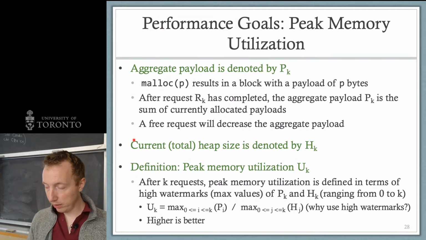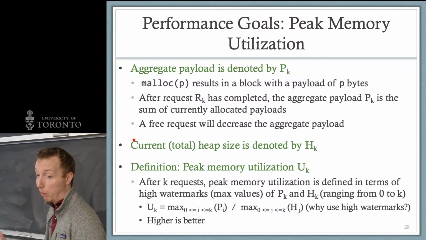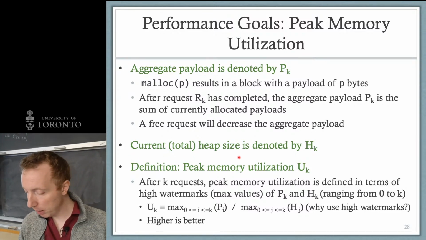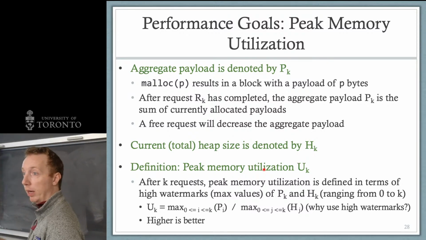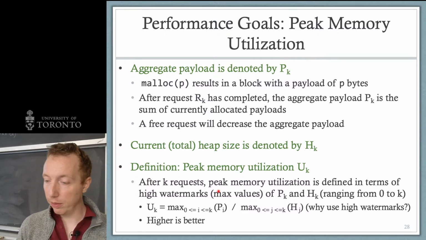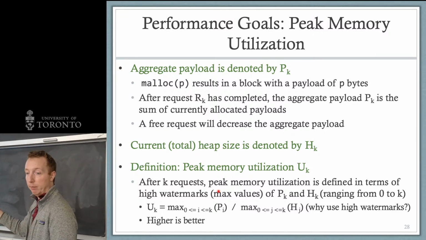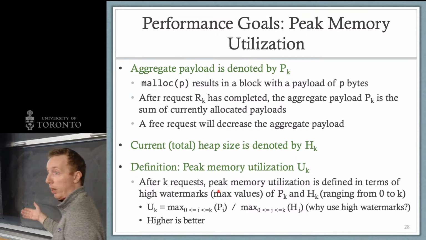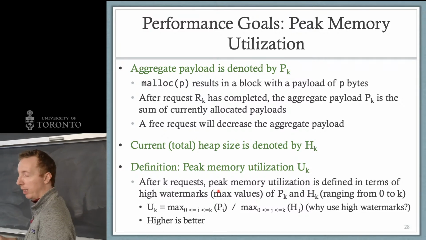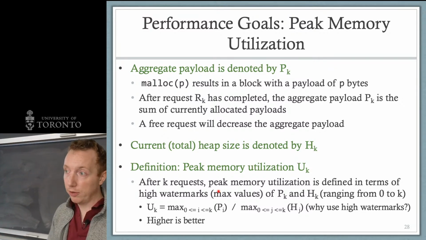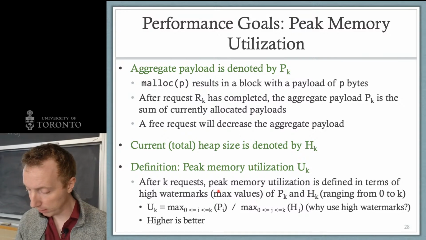The total heap size, denoted by H_k at different times, because you will grow your heap, probably will never shrink it. And then peak memory utilization is just, after some number of requests, you find out whatever the worst case was. So whatever the maximum amount of memory they wanted to use is divided by the amount of heap space you use. And why high watermarks? Well, because it wants to keep track of the worst case scenario, make sure that you're actually reusing your memory if they go ahead and free a whole bunch of memory, to make sure you don't have that fragmentation issue.